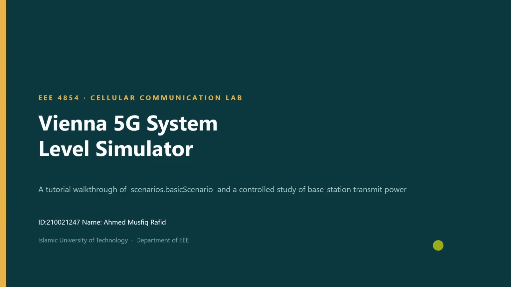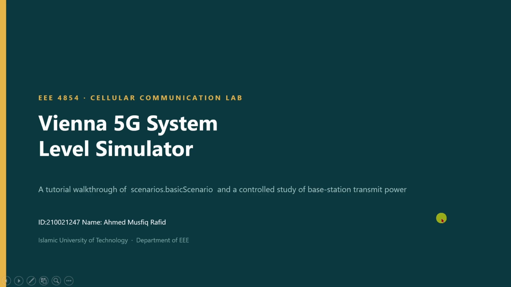My name is Ahmed Mshuk Rafid. My student ID is 2100212447. Our selected scenario is the ship scenario, the basic scenario. The control variable is the base station transmit power, and I will solely present it as I have no group partner.